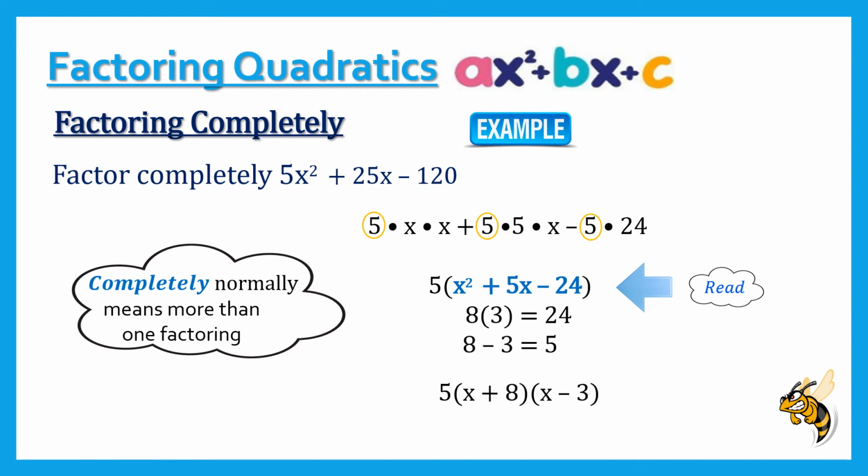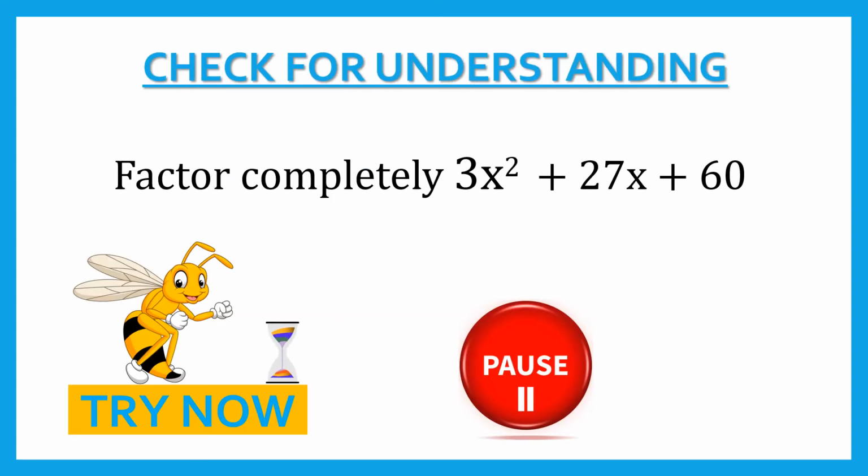So it'll be 5 times x plus 8 times x minus 3. And let's double check. 8 minus 3 is 5, and 8 times negative 3 is negative 24. So therefore, I did that part correctly. Remember, it doesn't matter which parentheses come first, so it could also be 5 times x minus 3 times x plus 8. Let's check for understanding.